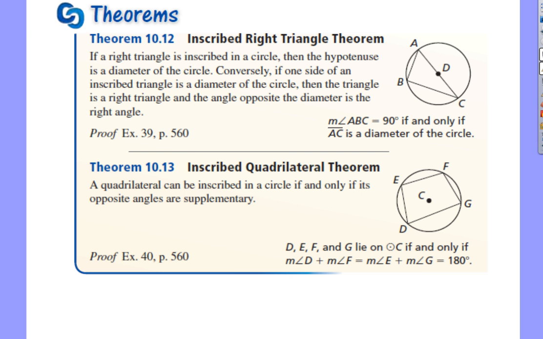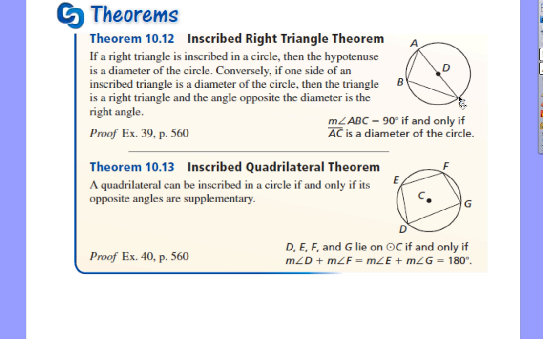So for our right triangles and our quadrilaterals, let's talk here for a sec. If specifically a right triangle is inscribed in a circle, then the hypotenuse is a diameter of the circle, and it works both ways. If one side of an inscribed triangle is the diameter, then the triangle is right. Super important, okay? The only way a right triangle fits inside, or is inscribed in, a circle is if the hypotenuse is the diameter of the circle.